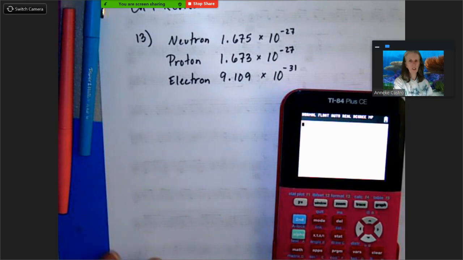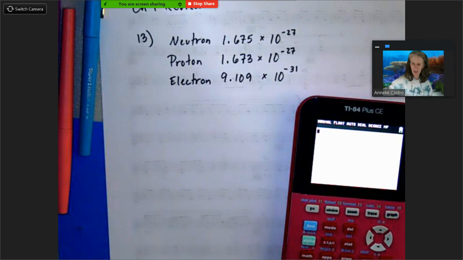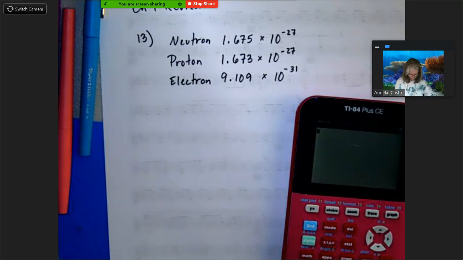Okay, here is the Chapter 1 review, problem number 13. The first question asks, what is the average mass of all three particles? Giving your answer in standard form to three significant figures.